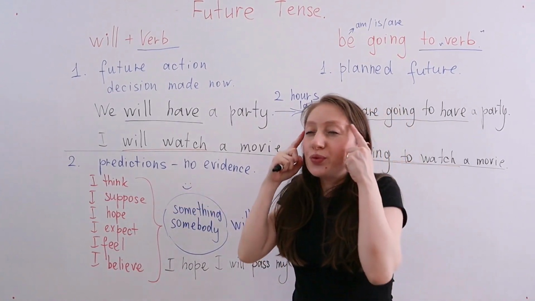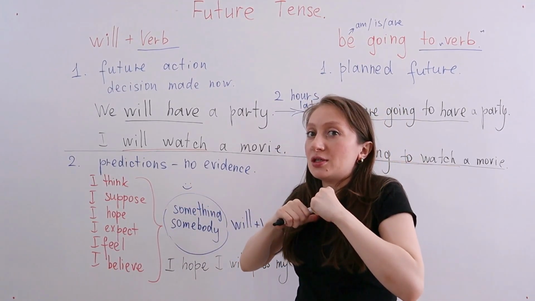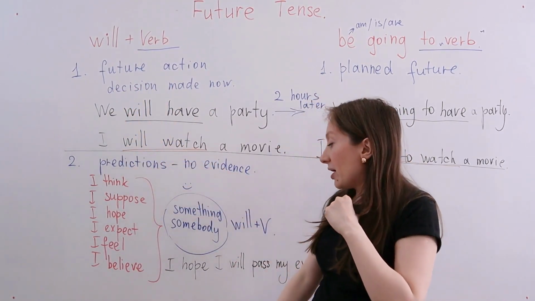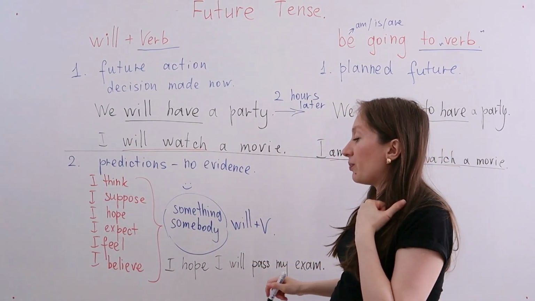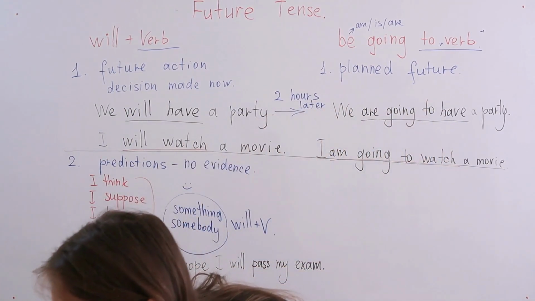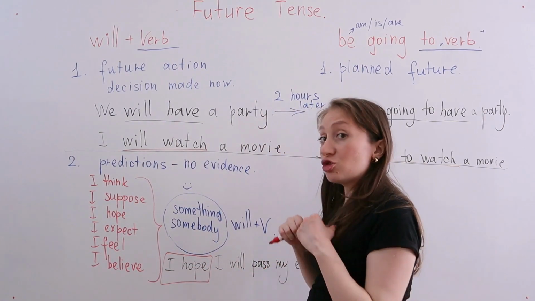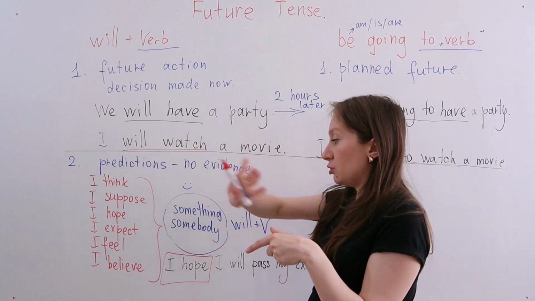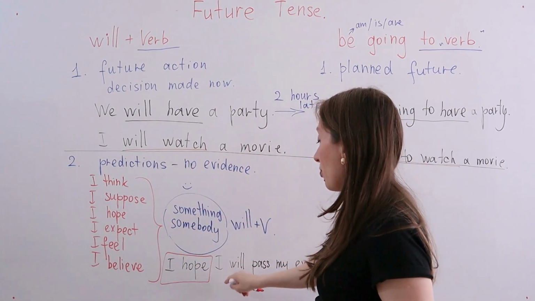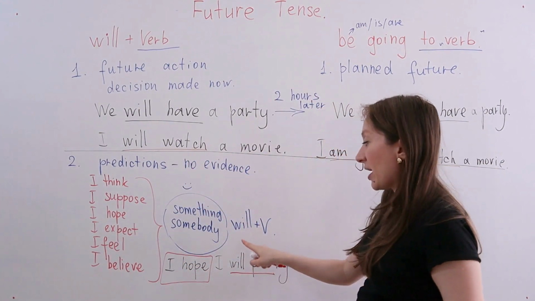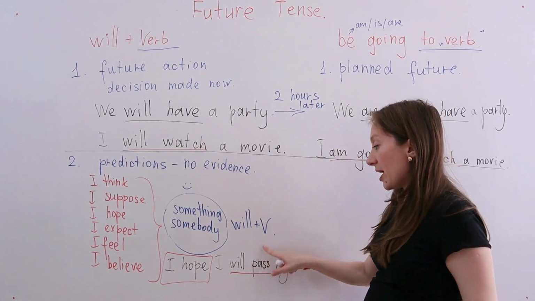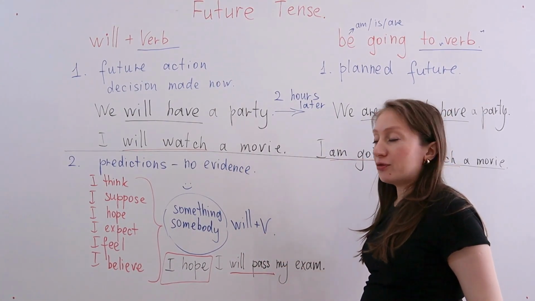So, you predict. It's your predictions, not anybody's, right? So, I hope I will pass my exam. You have this construction, I hope. It shows that it's your hope, nobody's but yours. I hope I will pass. Will, auxiliary verb, and pass, normal main verb.